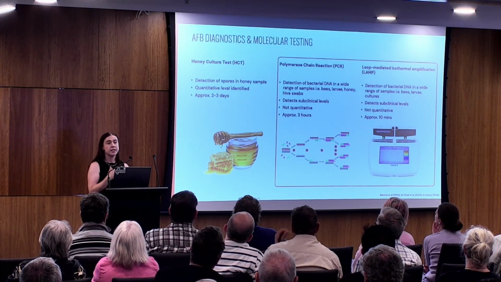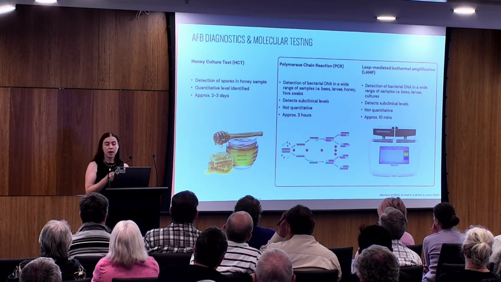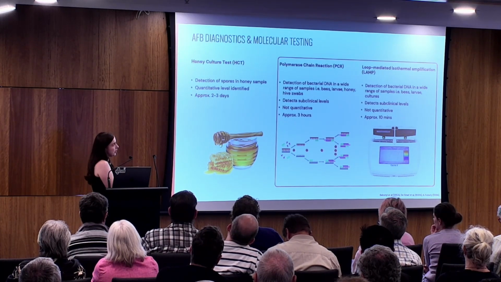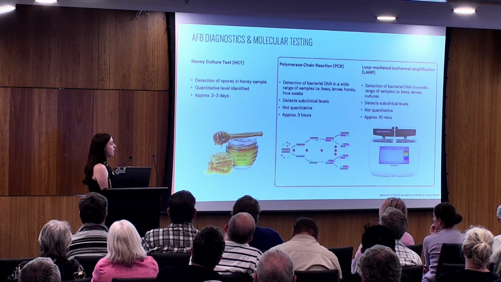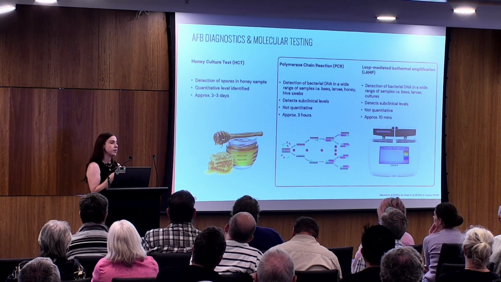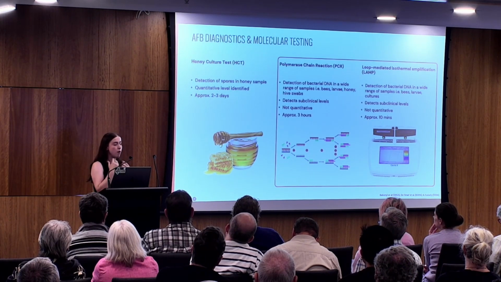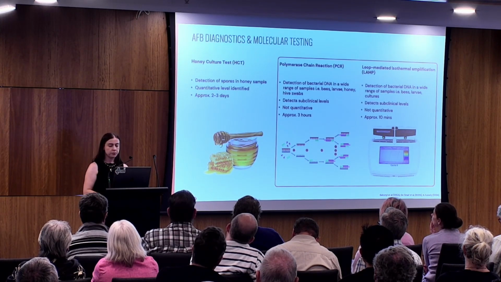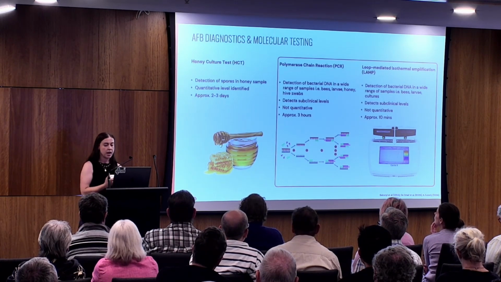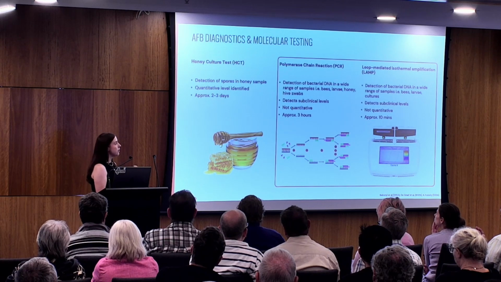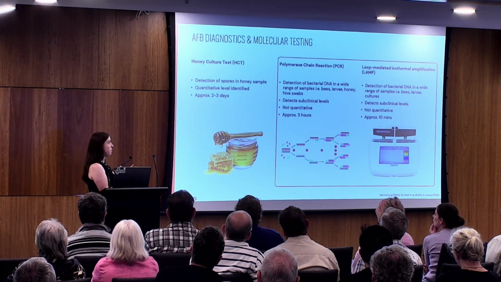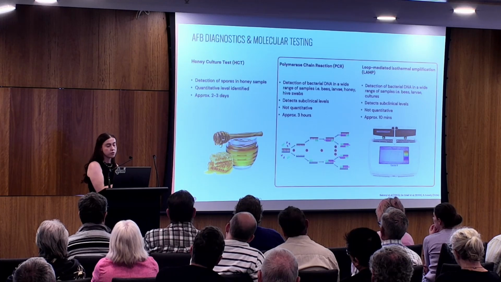Both of these detect DNA at really low levels, however, they're not quantitative, so they are significantly more sensitive than our HCT, but they don't allow us to get a quantitative level of the bacteria detection. So this is super important. As I mentioned, the study that was previously done in our lab showed that AFB is prevalent across Australia.